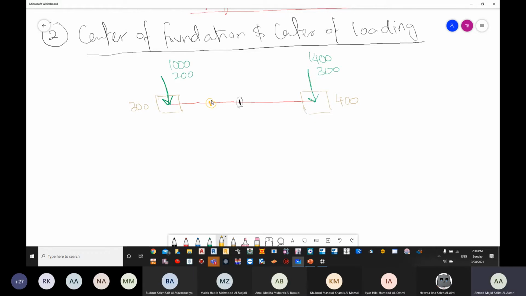Okay. Now, in my particular scenario, which column is going to be stronger, or which column is taking more load? The right one. So the center of gravity should lean to the bigger one, right? The center of loading should lean to the right one, because the right one requires more area as well. So this will be shifted to somewhere here.